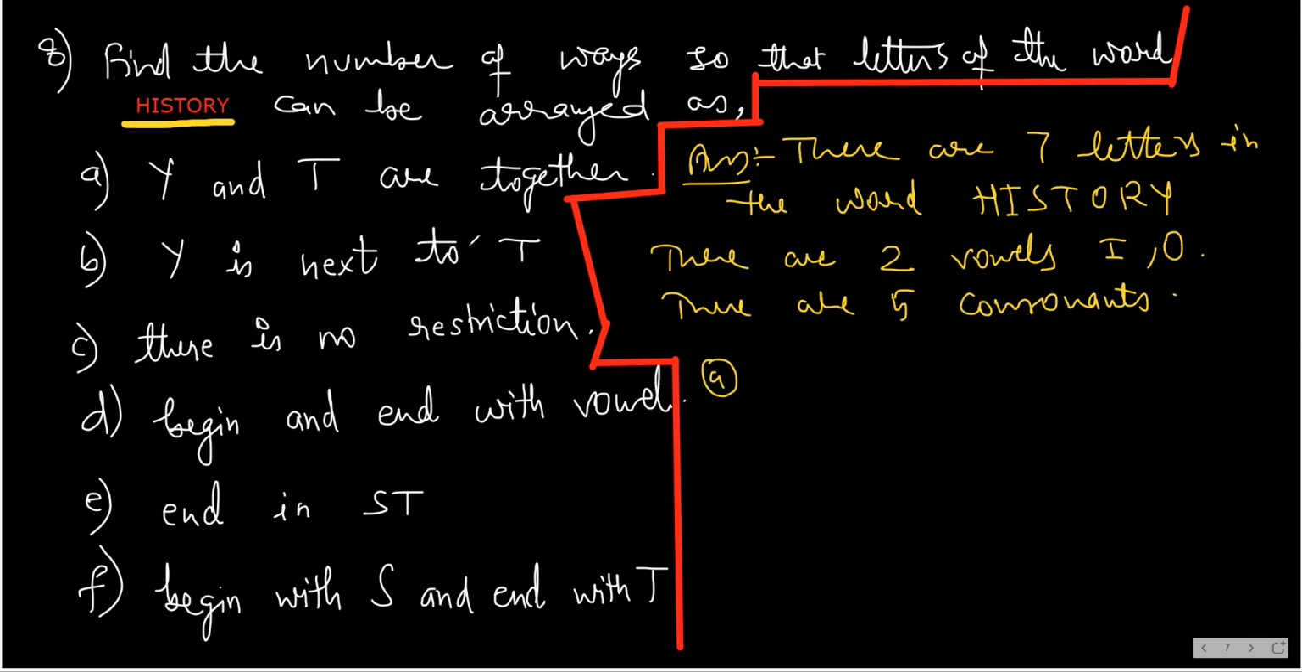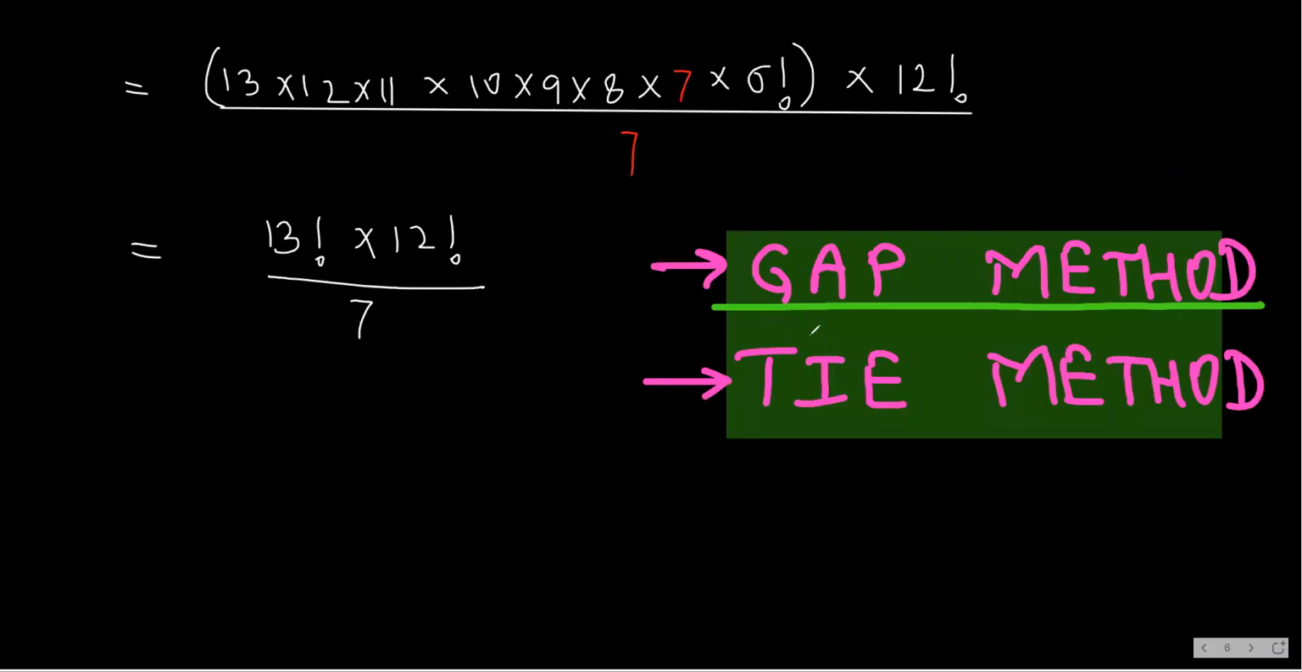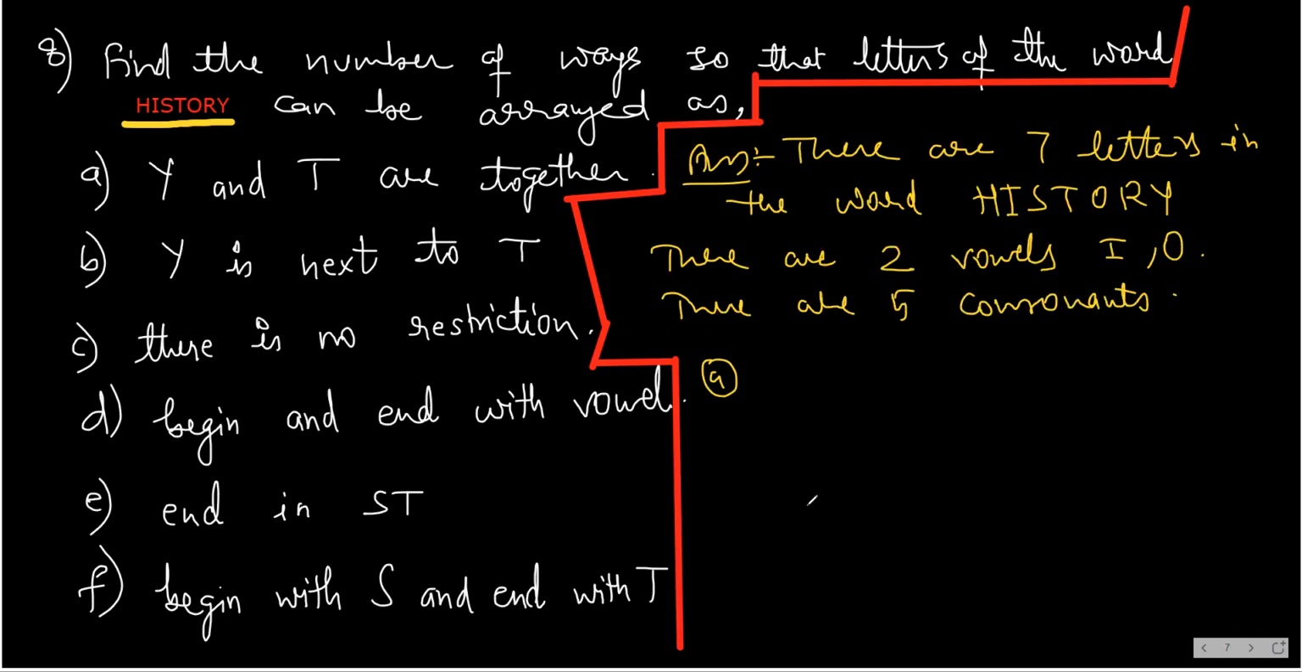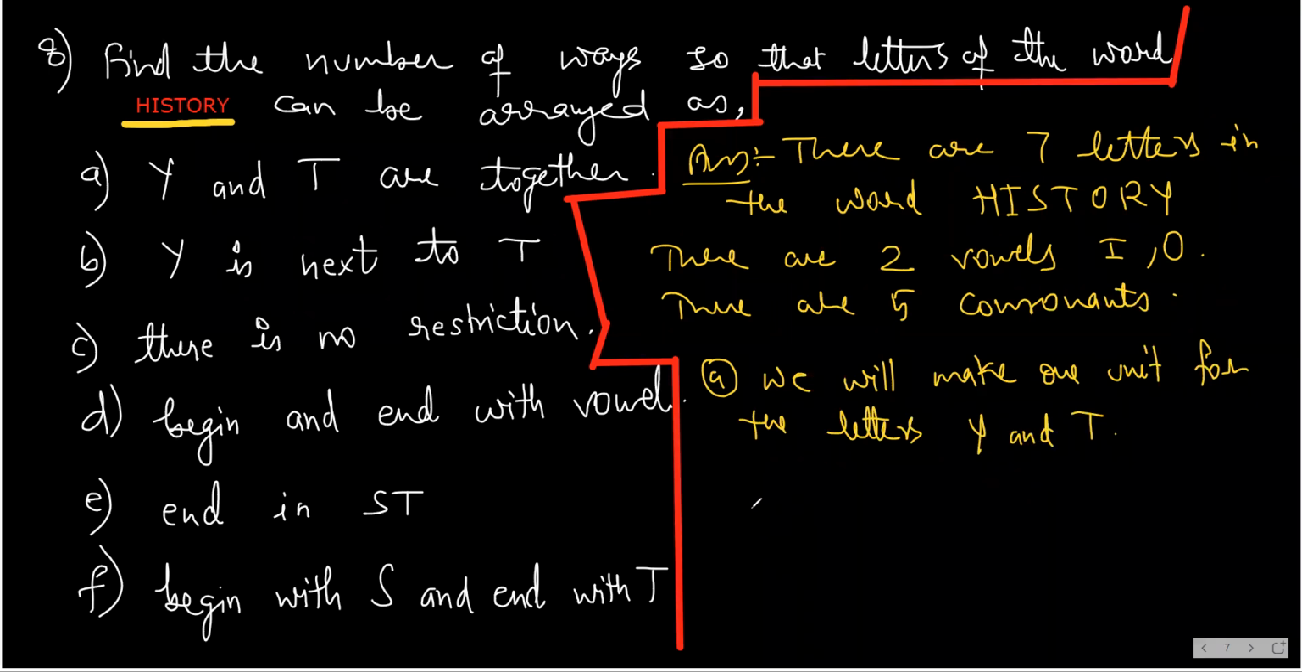The first one is Y and T are together. Now see students, I just told you that we have 2 very important methods, that is the gap method and the tie method. So here we are going to use the tie method. I will write here, we will make one unit for the letters Y and T. So 1 unit for the letters Y and T. I will tie them together.